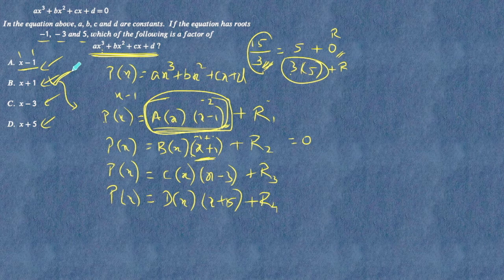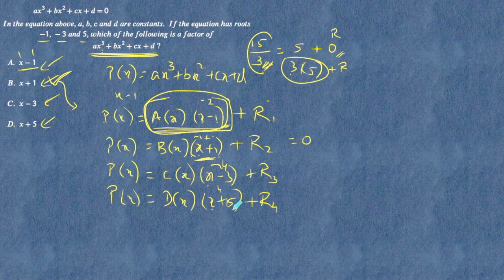Now let's try minus 1 for the others. For x minus 3, this will become minus 4, so r3 won't be 0. For x plus 5, it will be 4, so this won't be 0. Similarly, try minus 3. Minus 3 minus 1 is minus 4, minus 3 plus 1 is minus 2, minus 3 minus 3 is minus 6, and minus 3 plus 5 is 2. So when it's minus 3, none of these make r1, r2, r3 or r4 equal 0. When we put 5, it's a similar case: 5 minus 1 is 4, 5 plus 1 is 6, 5 minus 3 is 2, and 5 plus 5 is 10.